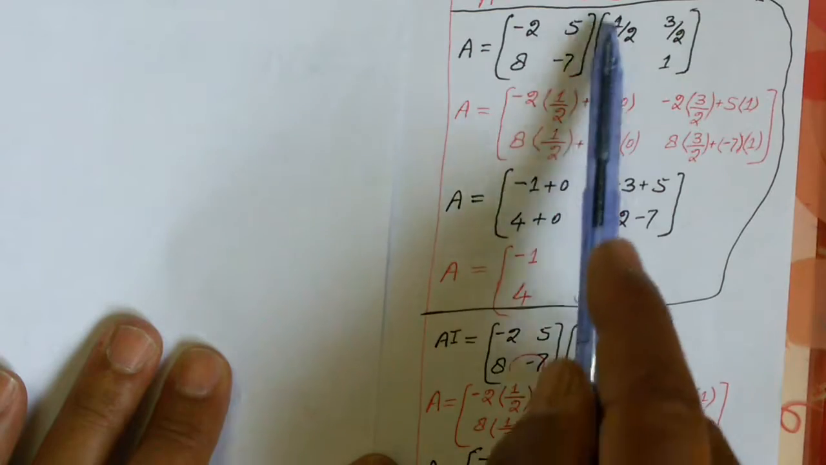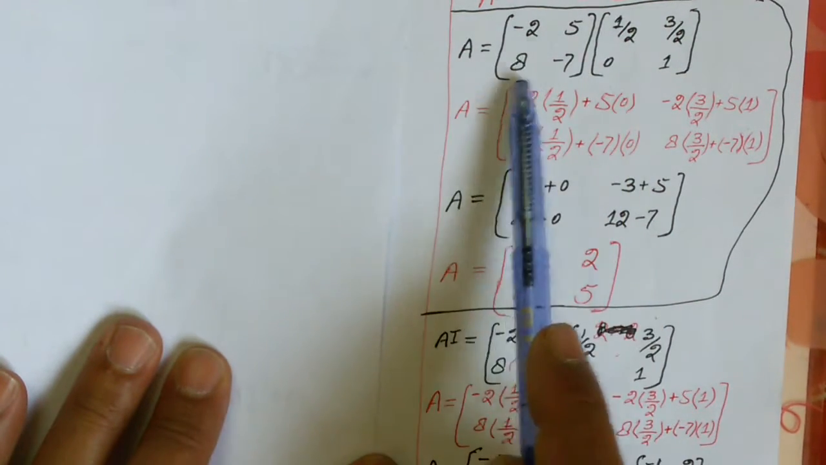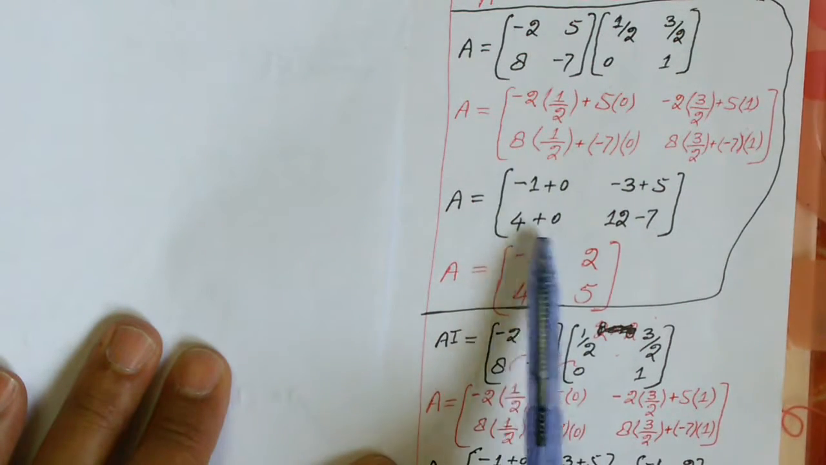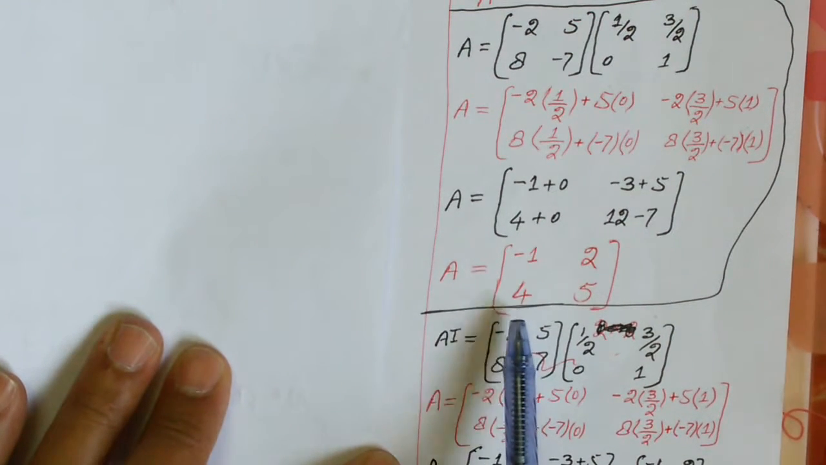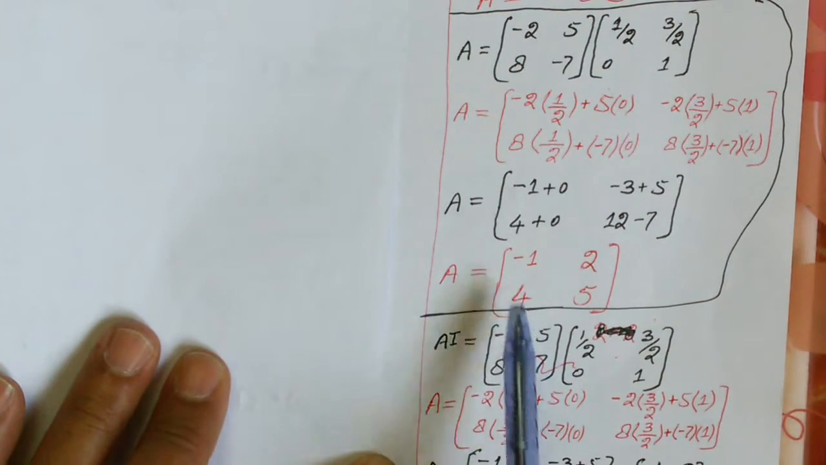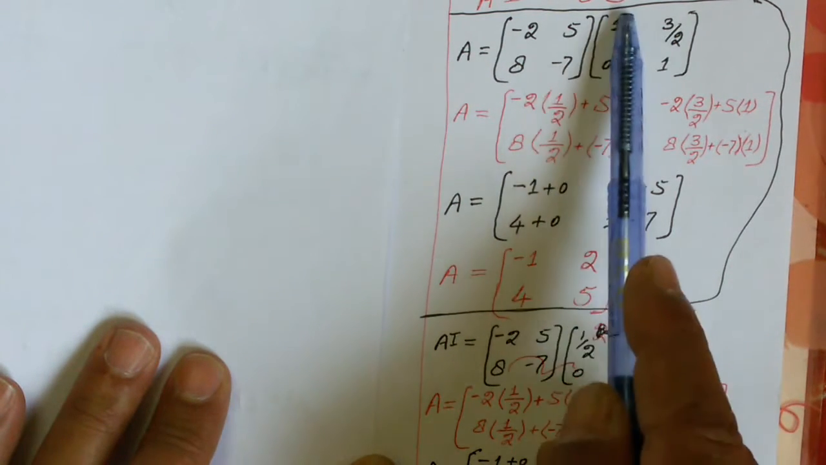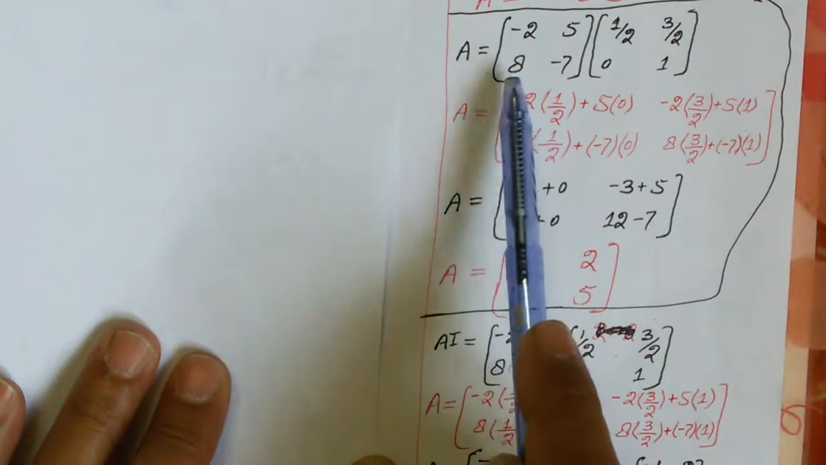Similarly, multiply the second row with the first column: 8 multiplied by 1 over 2 plus minus 7 multiplied by 0. This quantity is equal to 4 plus 0. The resultant quantity is equal to 4. This quantity is substituted in the second row and first column.